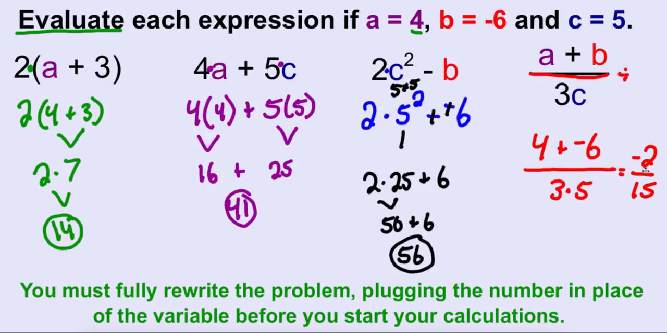When you go to do your dividing, if it divides nicely, go ahead and do your dividing. If it comes out where 2 and 15 are not going to divide nicely, it's okay to leave it as a fraction. Here it's going to be negative 2 15ths. Okay? We couldn't divide it nicely, so it's okay to leave it as a fraction as long as it's in simplest form. All right.